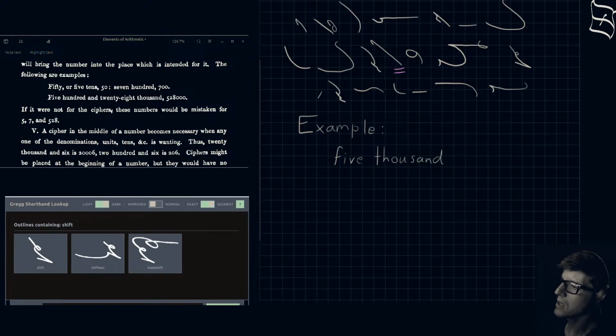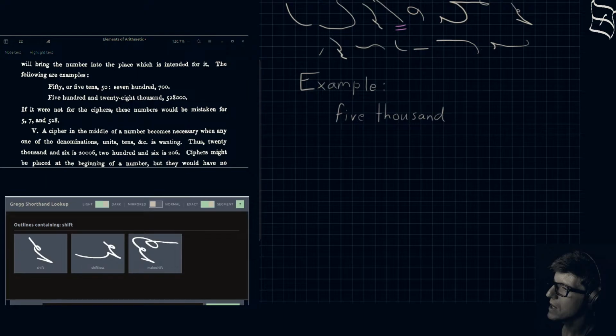All right? So in order to show this number, we need how many ciphers? We need 3 ciphers, right? So to show 5,000, use 3 ciphers and 1 number, 1 symbol of value.